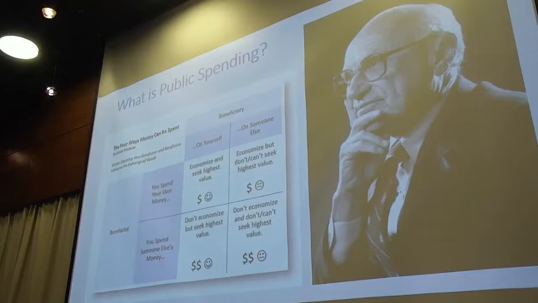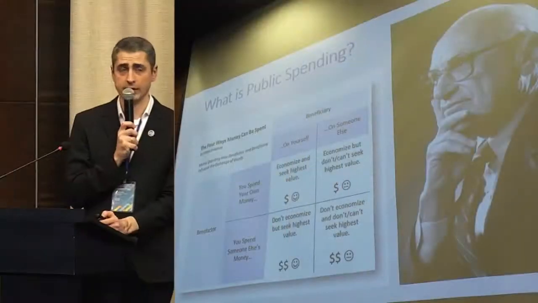Well, he said, you can look at the lower right corner, that public spending, in other words, is nothing more than when you don't economize, for example, when you spend someone else's money on someone else's needs. You don't economize and you don't seek the highest value. So this is the issue we have to deal with.